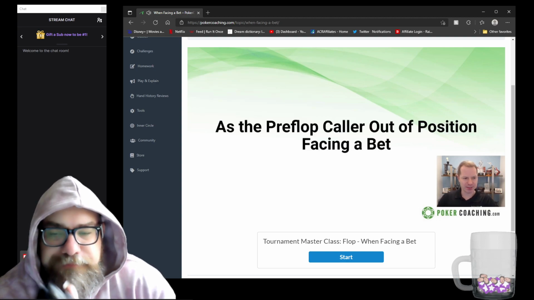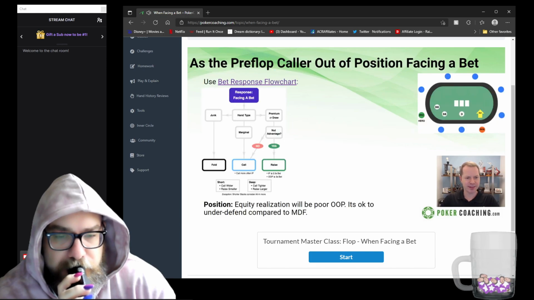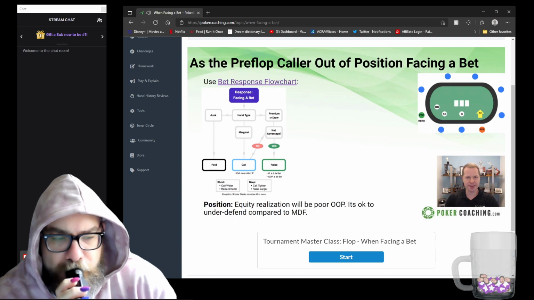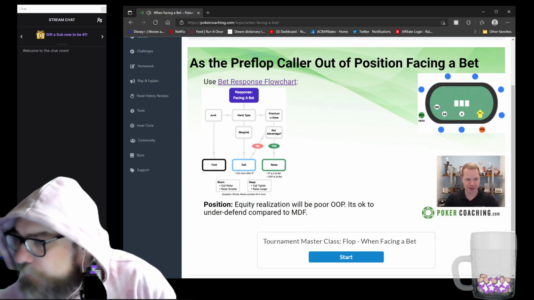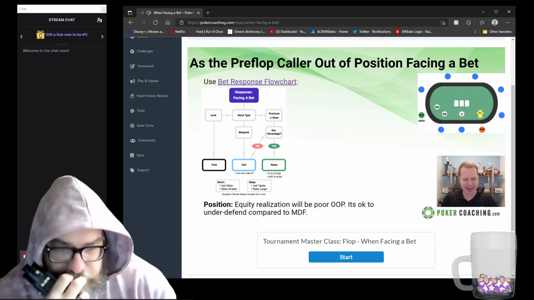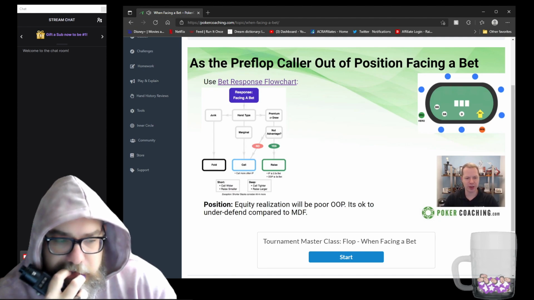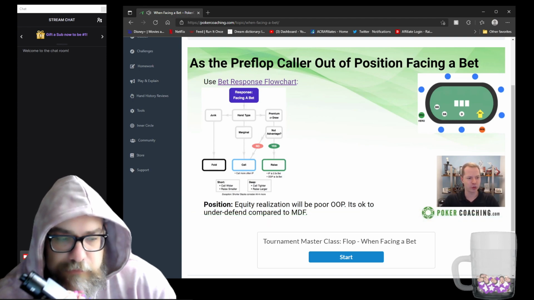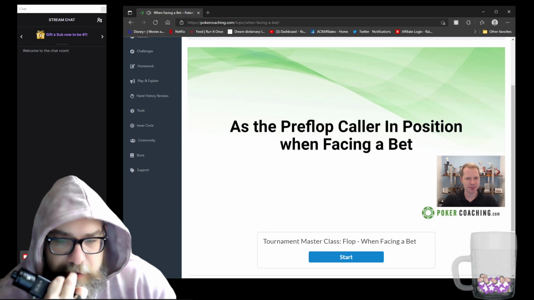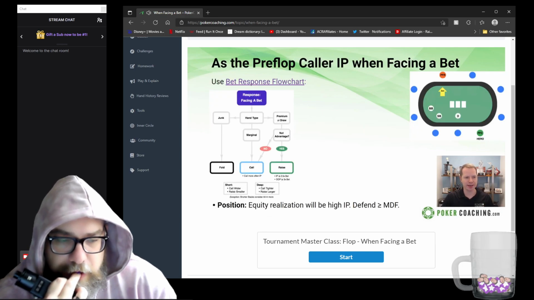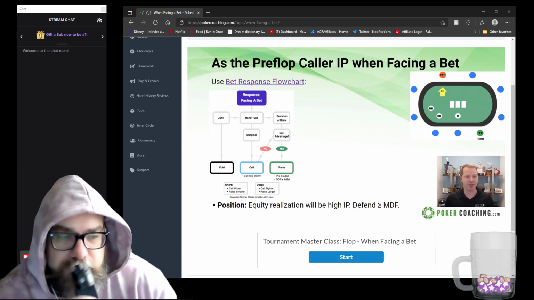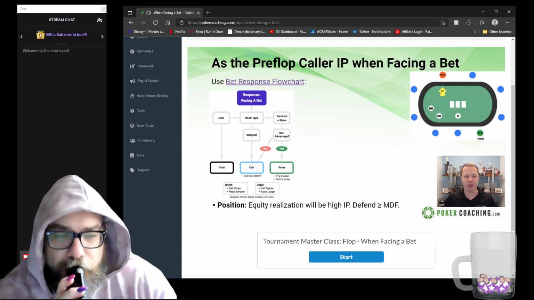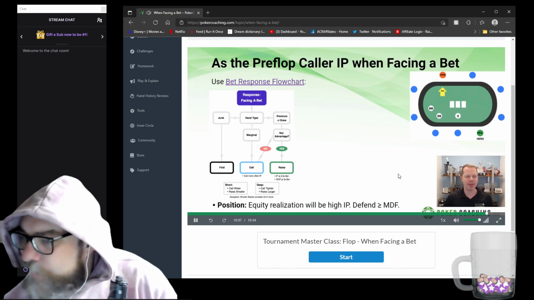Now, when you're out of position, let's discuss this really quick. Understand again that you should fold more than the minimum defense frequency. I cannot make that any more crystal clear. When you are out of position, you should be folding more often. And when you are going to continue, you should be more inclined to raise. And when you're in position, you should be defending at somewhere near the minimum defense frequency, because you're going to be able to act after your opponent.